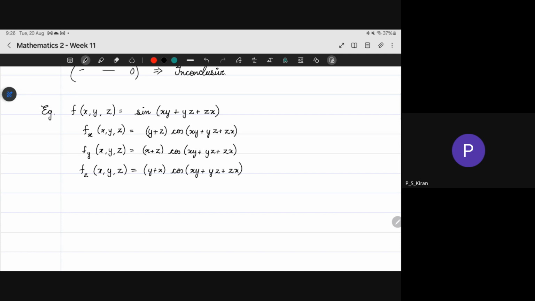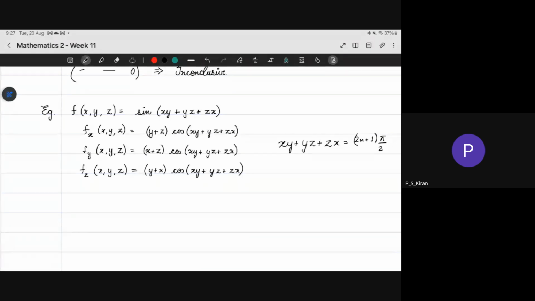Of course, the origin is a critical point, and that is the only critical point other than the level set of this thing where xy plus yz plus zx is equal to (2n plus 1) pi by 2. Does this have a solution? It should have solutions. You can put y equal to 0 and then you can, I don't know what the solution set to this is, but maybe it doesn't matter. Let's see.